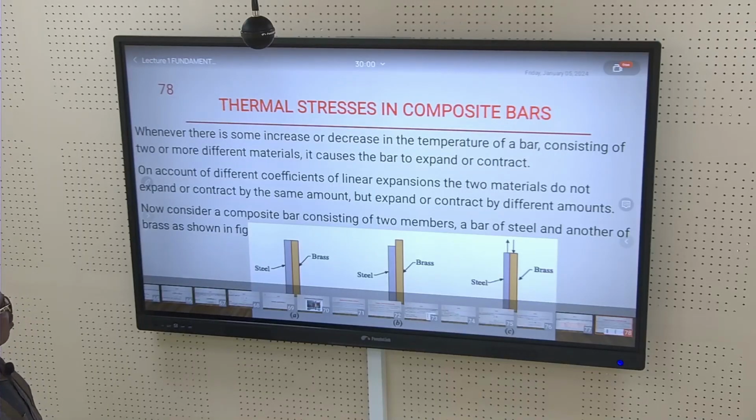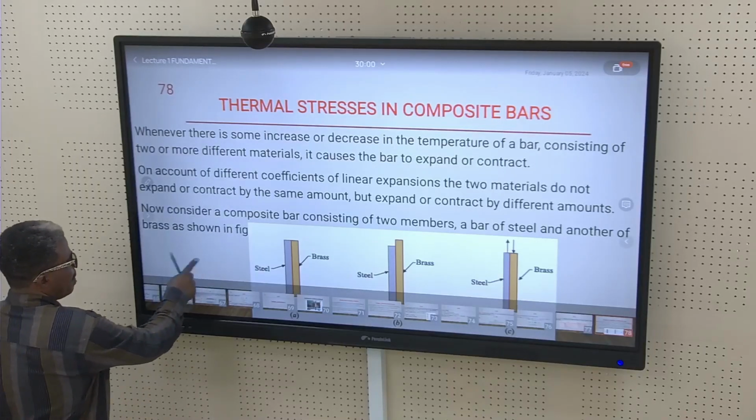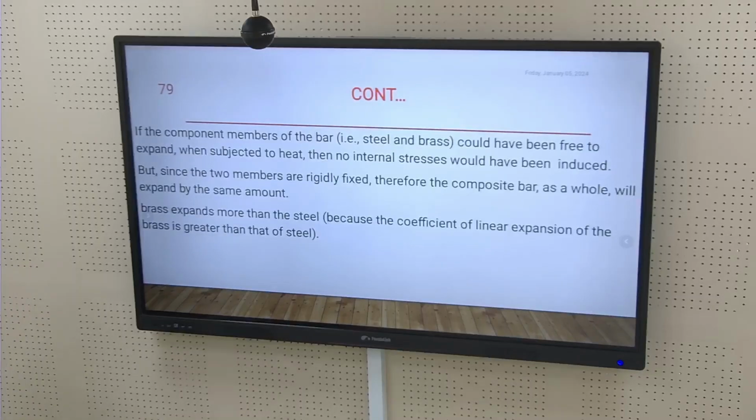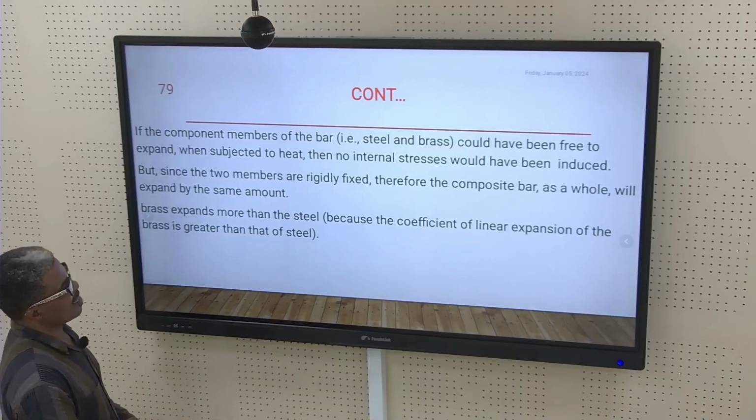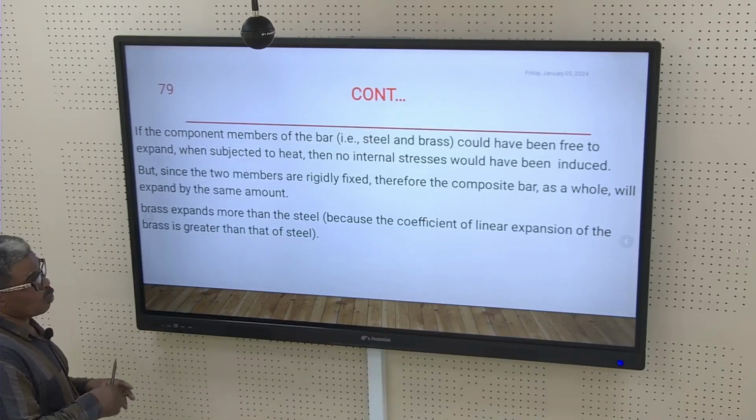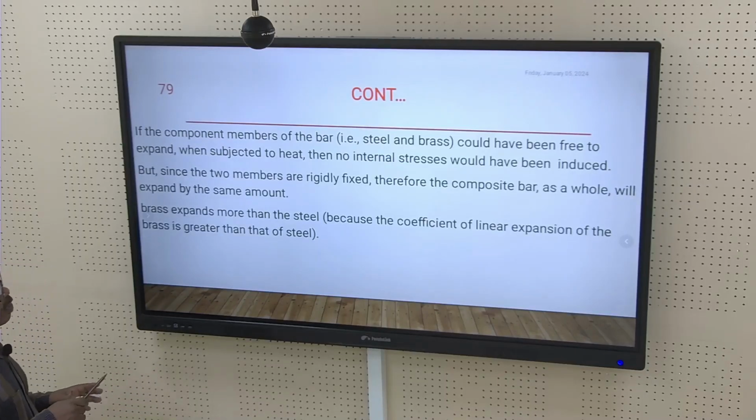Now consider the composite bar consisting of two members, a bar of steel and another of brass, as shown. If the component members of the bar, that is steel and brass, had been free to expand when subjected to heat, then no internal stresses would have been induced. That means no stress if there is no what? Deformation. But since the two members are rigidly fixed, they are clamped. Therefore, the composite bar as a whole would expand by the same amount.